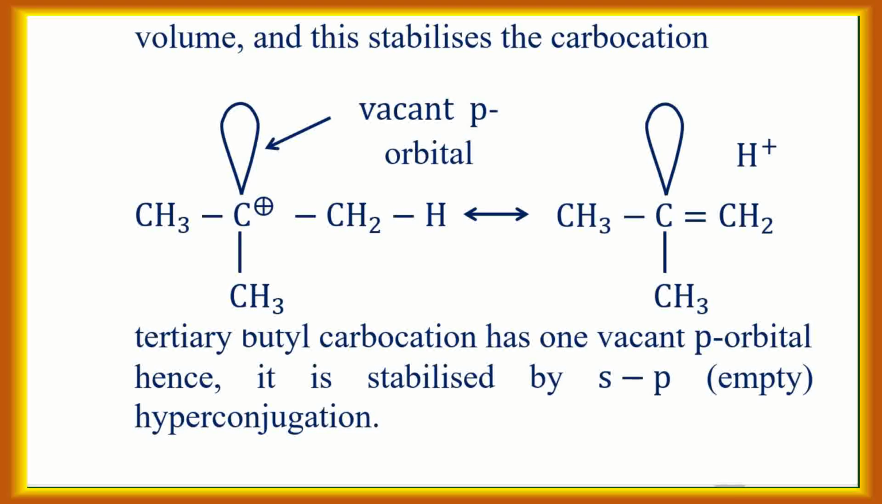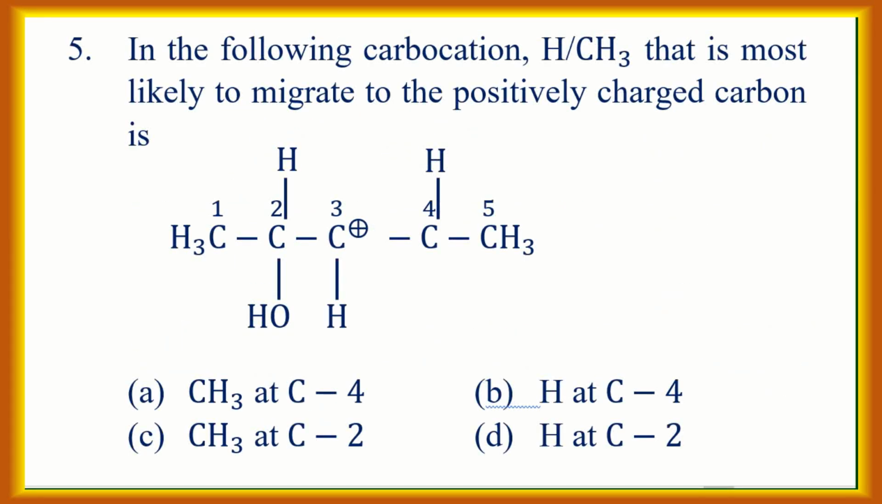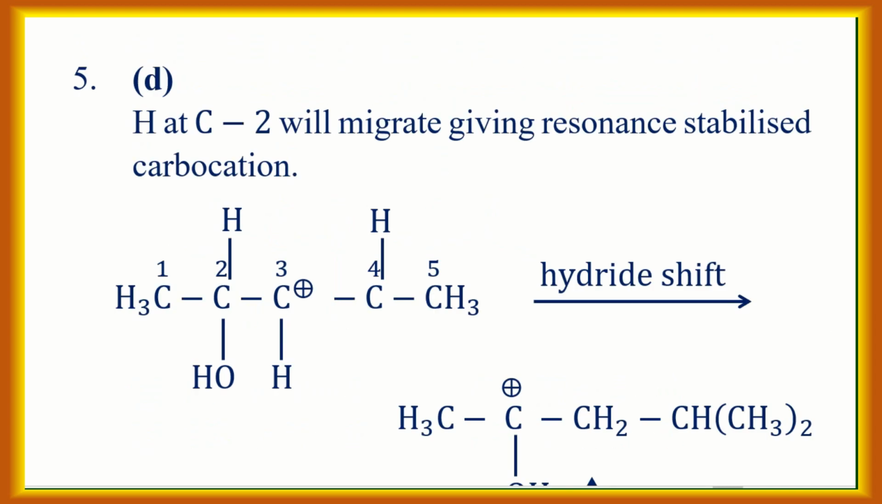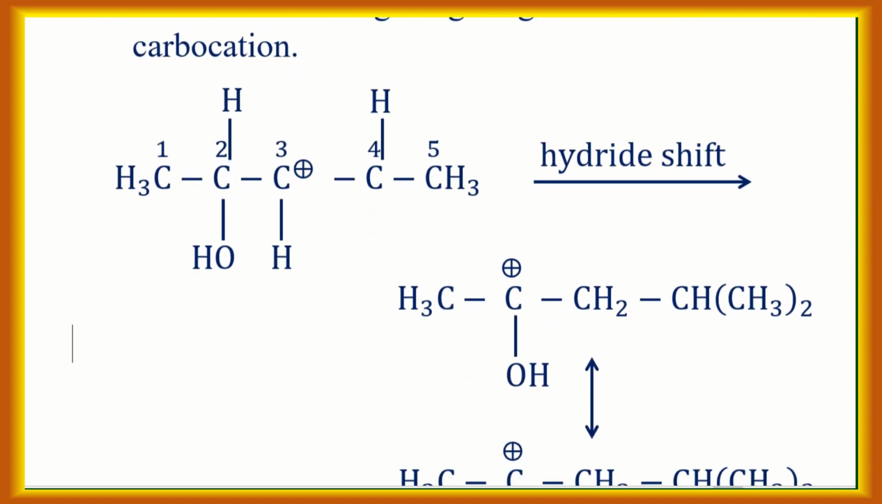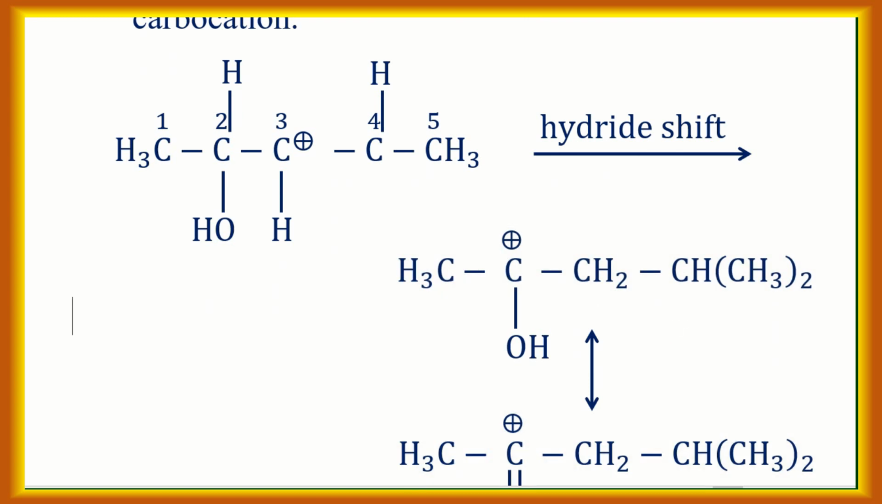And next, question 5. In the following carbocation, H and CH3, which is most likely to migrate to the positively charged carbon? The options are given below, and the answer is D. Here, with carbons numbered 1 2 3 4 5, the C2 hydrogen migrates and forms a stable carbocation through resonance. Now it is clear. And next question.